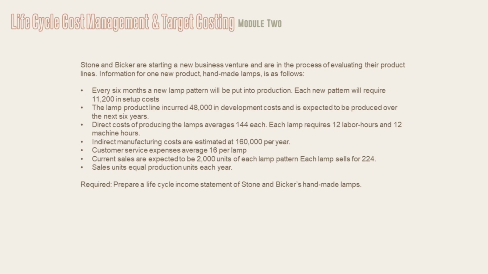Customer service expenses average 16 per lamp. Current sales are expected to be 2,000 units of each lamp pattern, and each lamp sells for 224. Sales units equal production units each year. Requirement: prepare a life cycle income statement of Stone and Beaker's handmade lamps.